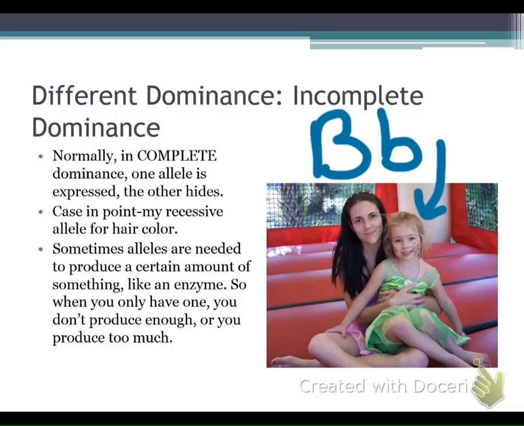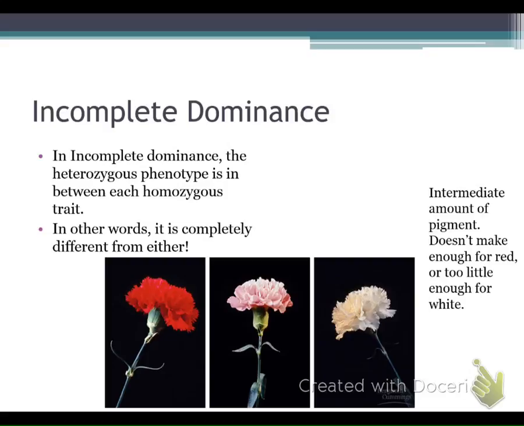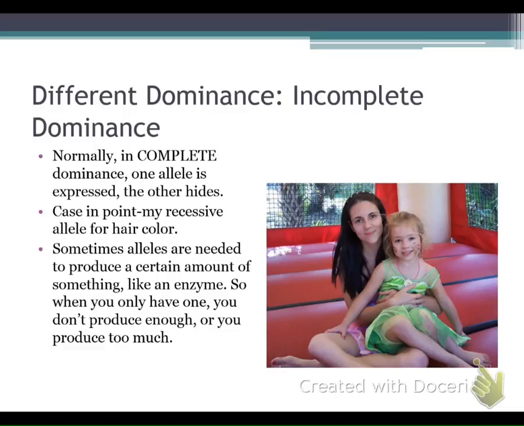But for incomplete dominance, sometimes you need enough of one pigment in order to be able to do it. Actually, that's on this slide right here. So sometimes you do need, this is part of your notes, you need enough of a certain amount of an enzyme.